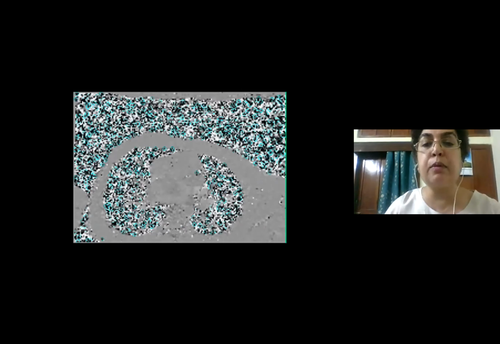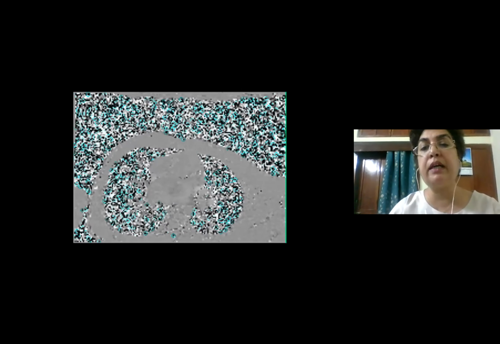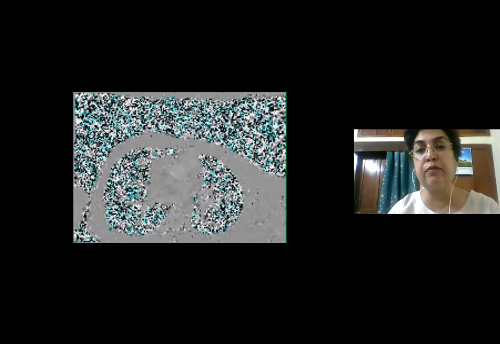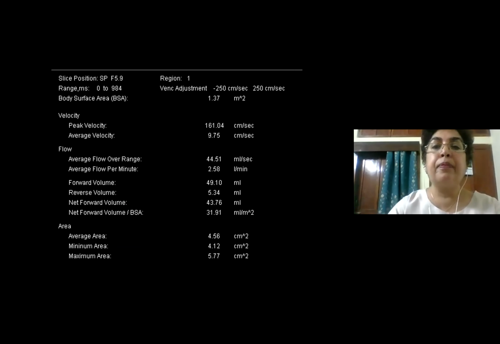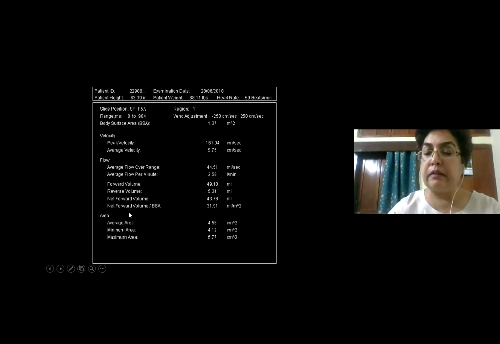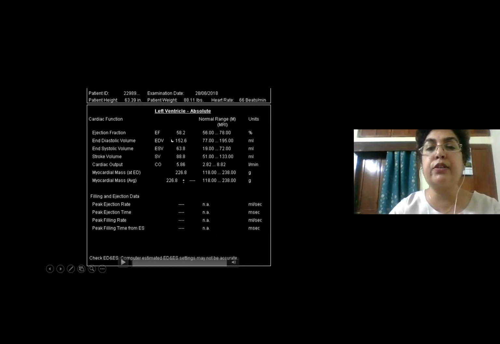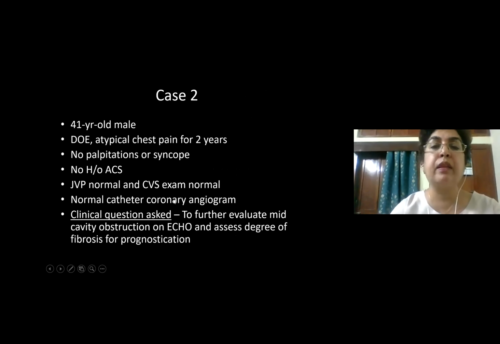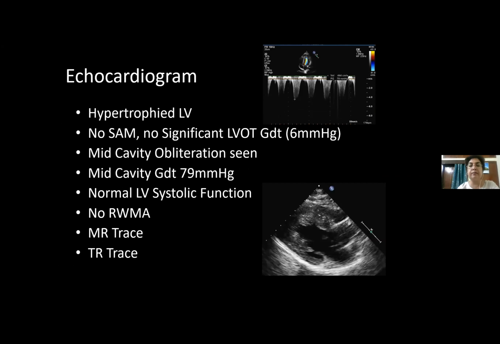And this is an example of flow imaging which can be done using phase contrast technique to calculate flow across the LVOT here. And this shows the flow parameters. This shows the ejection fraction to be 58% and then normalized values. So that was a case of HOCM. Let's move on to another case.